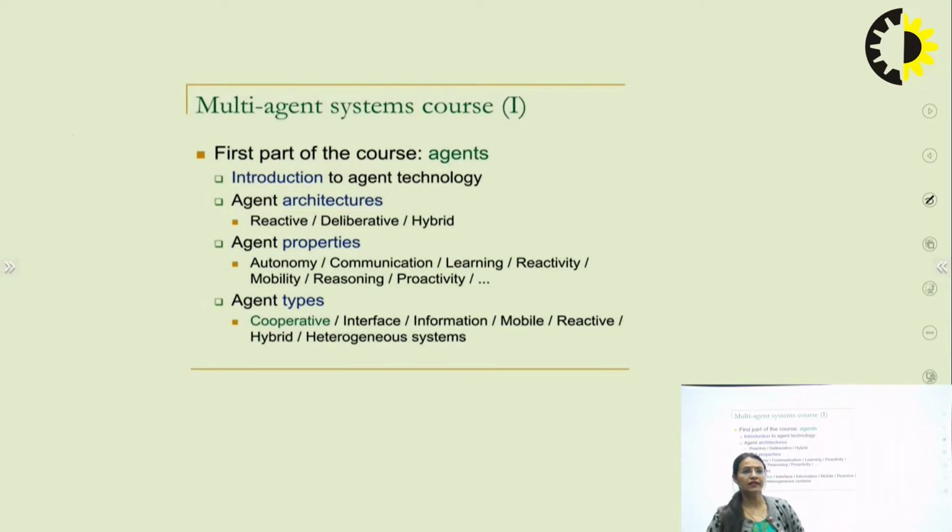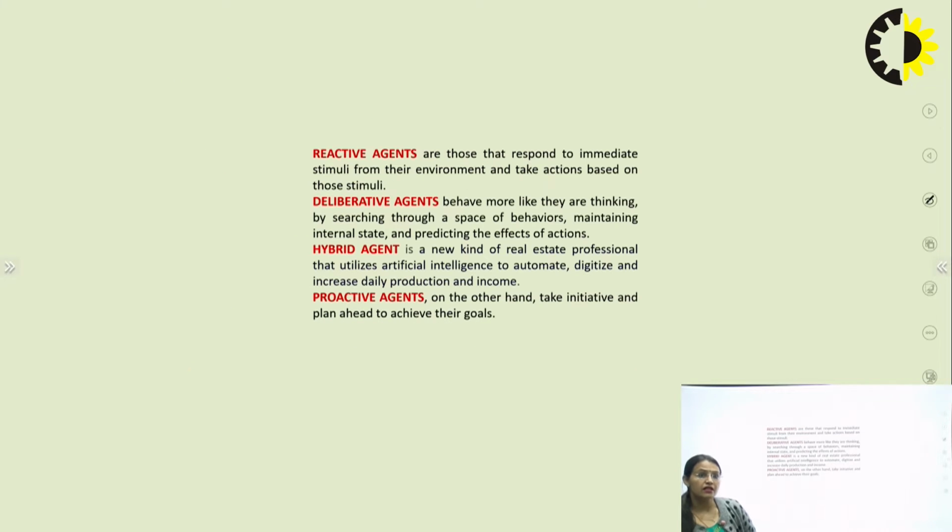Then the second thing will be the agent architecture as well as the agent properties and the agent types. The agent architecture is of three kinds: reactive, deliberative and hybrid. Now what are these architectures? Reactive agents are the agents that respond to the immediate stimuli from the environment and take actions based on those stimuli.